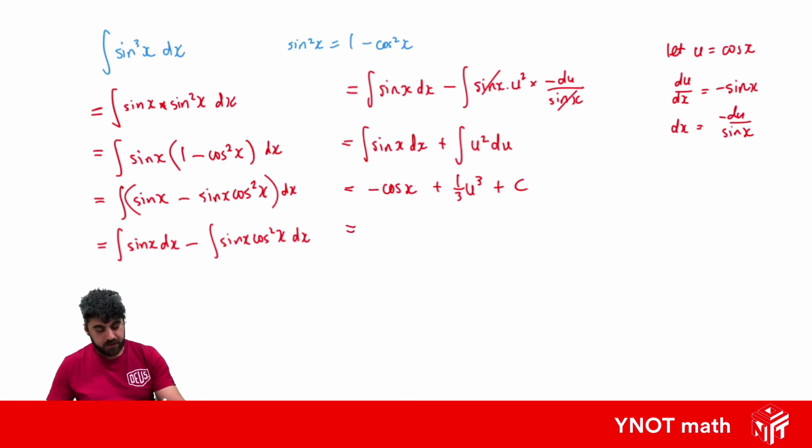Now we can go ahead and just put everything in terms of x, and remember u equaled cos x, so we're going to get minus cos x plus a third of cos cubed x plus a constant for our final answer of the integral of sine cubed x.